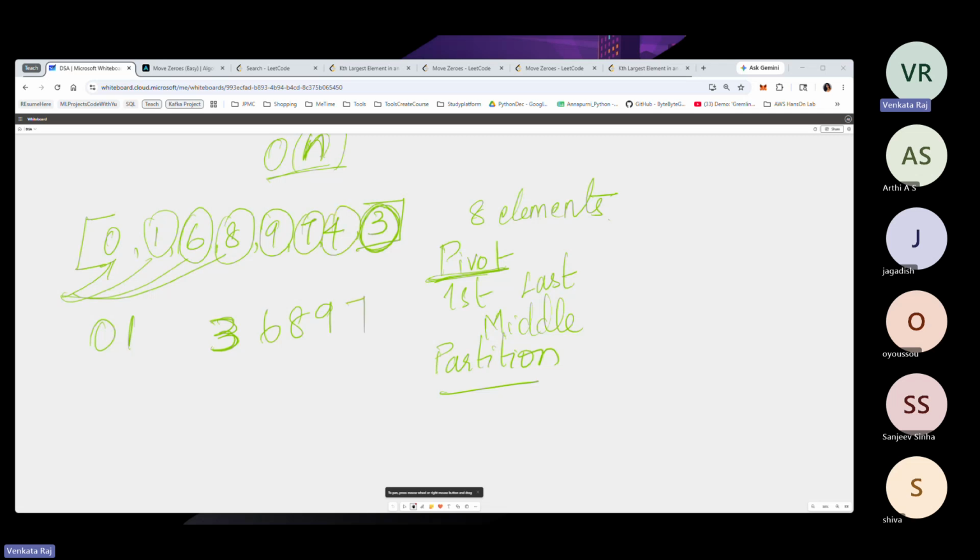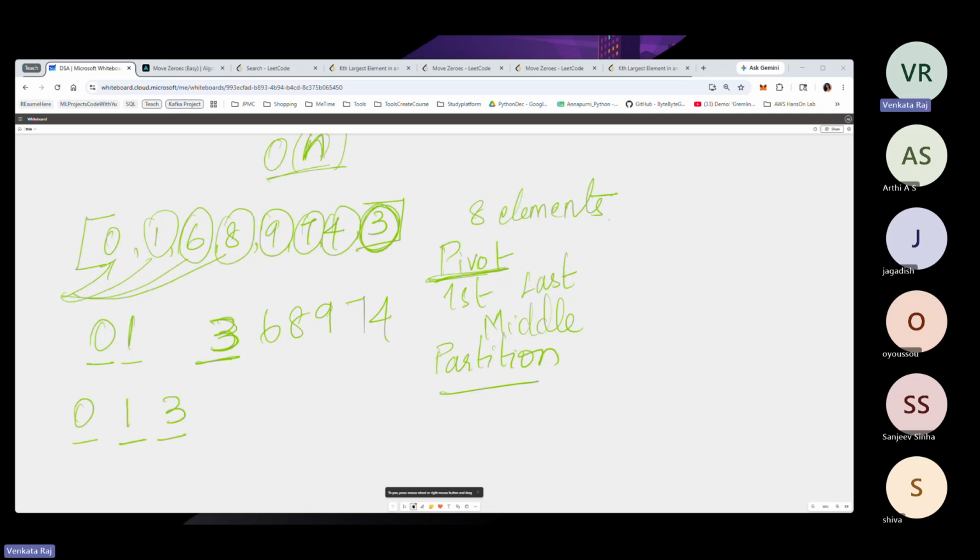4, you place it here, okay. And so you have to see whether the pivot has reached the correct position. Actually, here you see the pivot has reached the correct position. 0, 1, 3: these three are in the correct position, right?